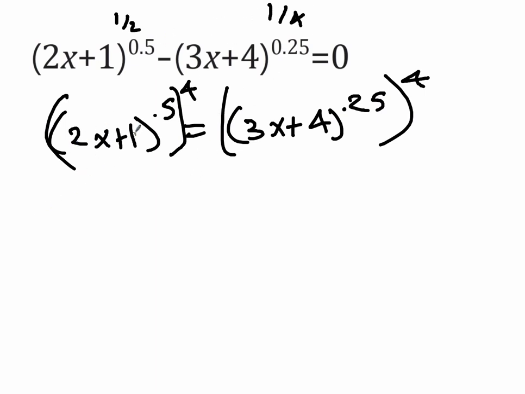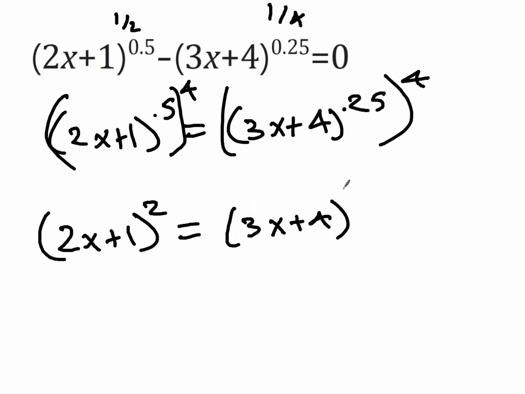So 2x plus 1, let's do the left side. 0.5 times 4 is 2, so now I have (2x plus 1) squared. And over here, I have 3x plus 4, because 0.25 times 4 is 1. And we just had 1 in the numerator, so we don't have to worry about that absolute value problem. Okay, so now let's square this left side of the equation, and that will give you 4x squared plus 4x plus 1 is equal to 3x plus 4.